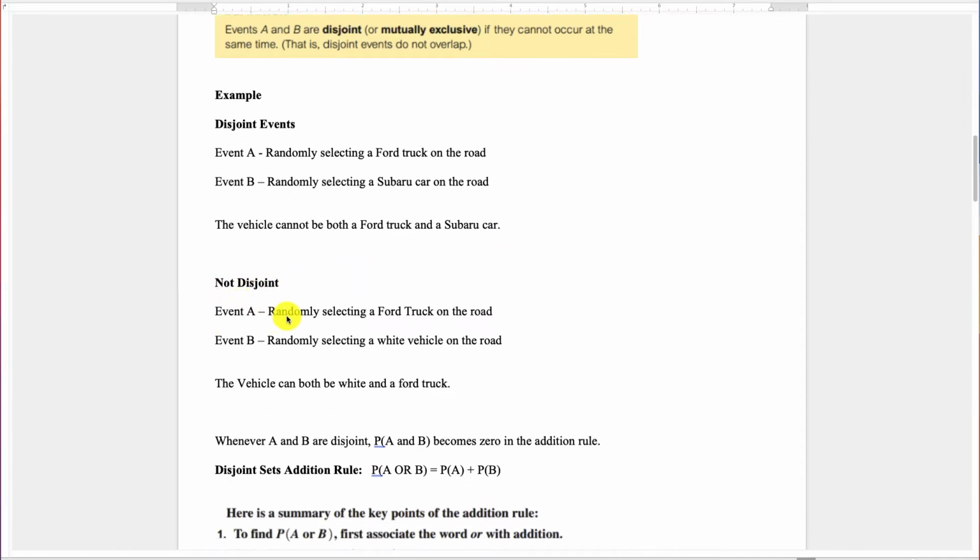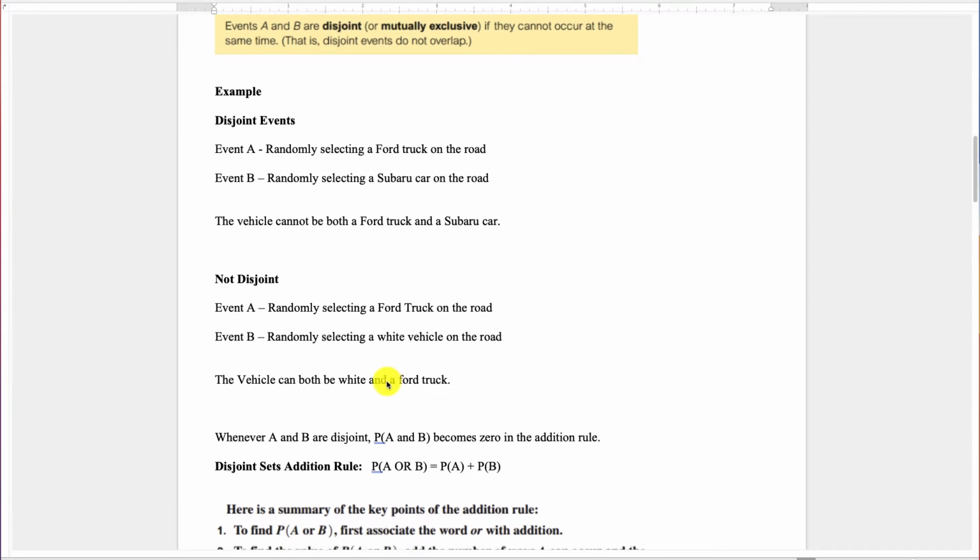Not disjoint would be randomly selecting a Ford truck on the road, and then part B, randomly selecting a white vehicle on the road. Okay, there is overlap, right? Because a vehicle can be both a Ford truck and white. So you'd have to take out where that both happens one time, right?